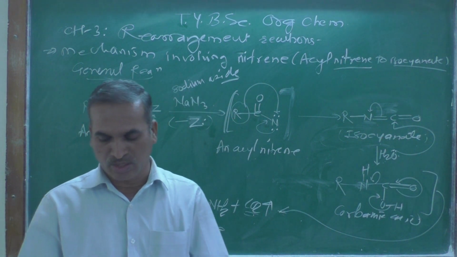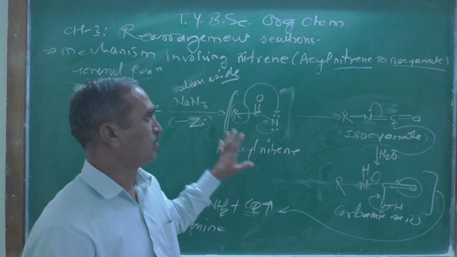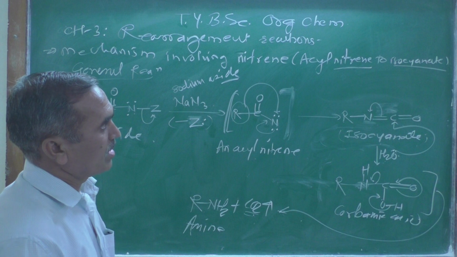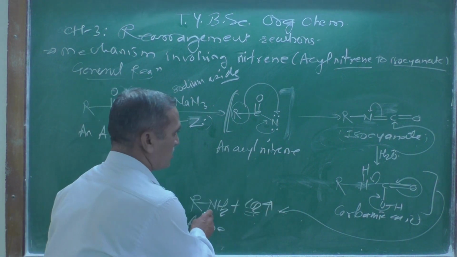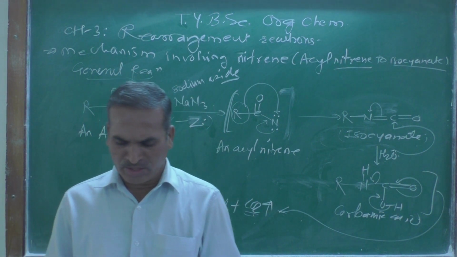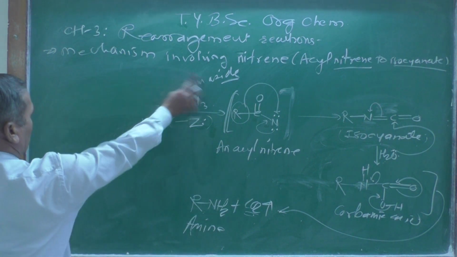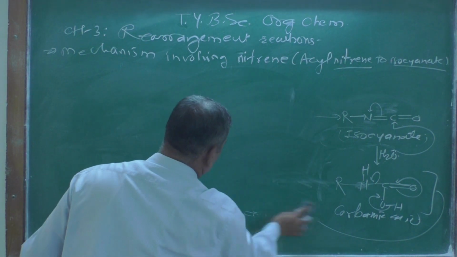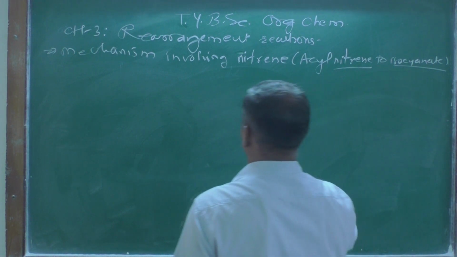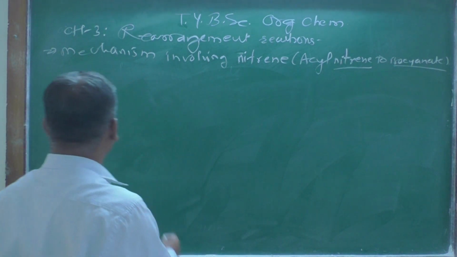This is the type of reaction and the type of product we are going to get. So that is the mechanism involving acyl nitrene to isocyanate. We have seen how this takes place. Now is the general reaction we have seen. Now we are going to talk about the resonating structure of isocyanate.